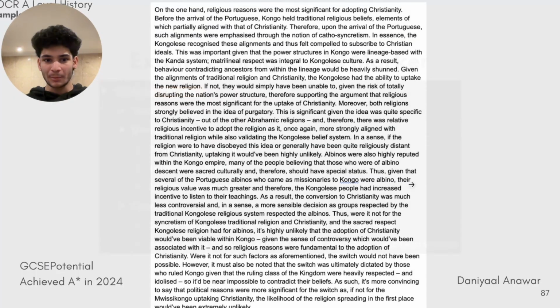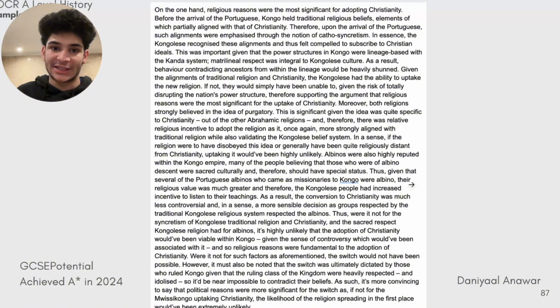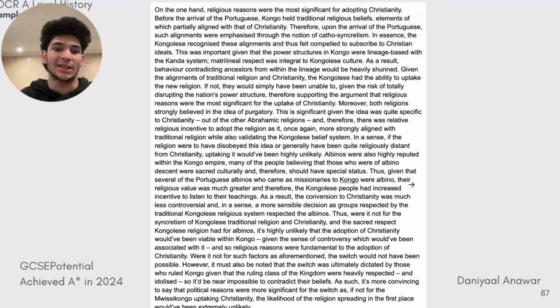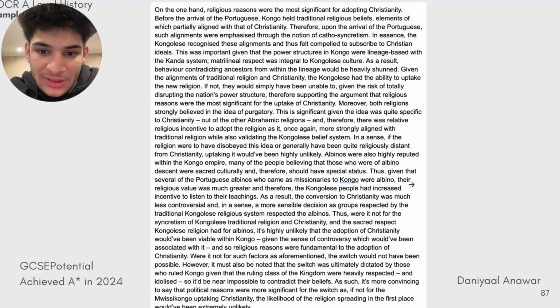So yeah, that. Here's an example of a 10 marker, which was pretty good. So, was it pretty good? Yeah, I think so. I think I got a good mark or whatever. On the one hand, religious reasons were the most significant for adopting Christianity. So, you can give a read of that. I guess you could screenshot it.